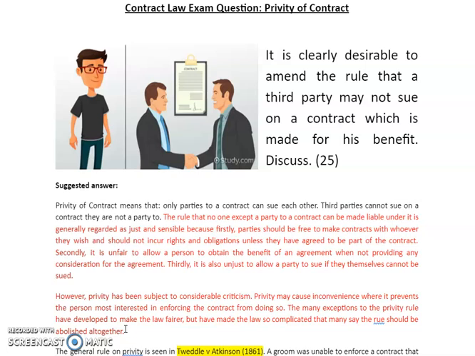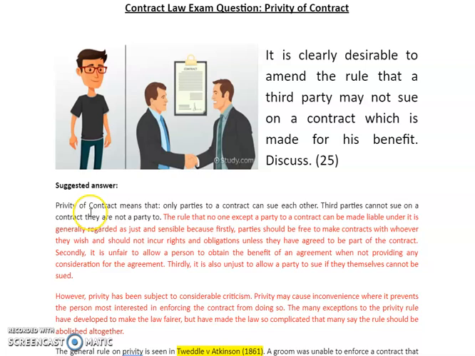And if you've watched my other video on privity of contract, there are many exceptions to the privity rule. And those exceptions have developed to make the law fairer. But the problem with that is that whenever you start creating exceptions to a rule, the law becomes complicated. And therefore, many say that the rule should be abolished altogether.